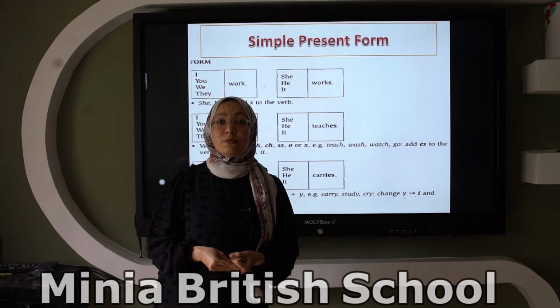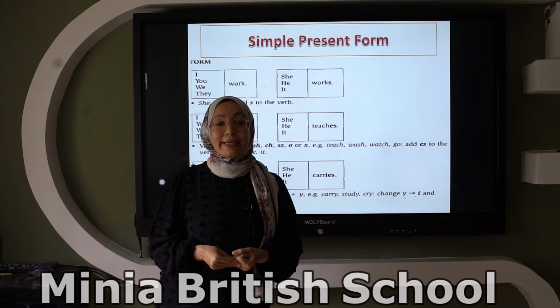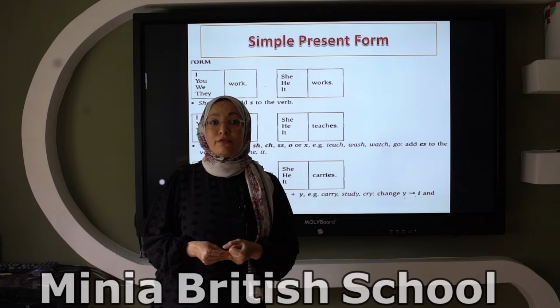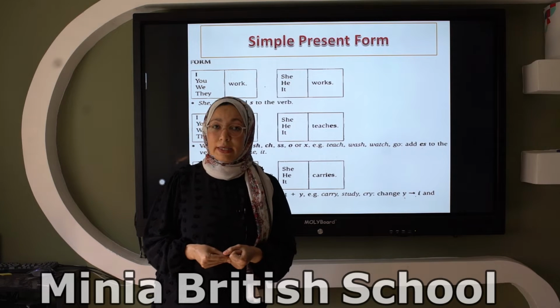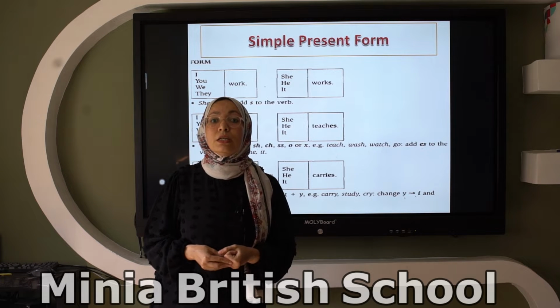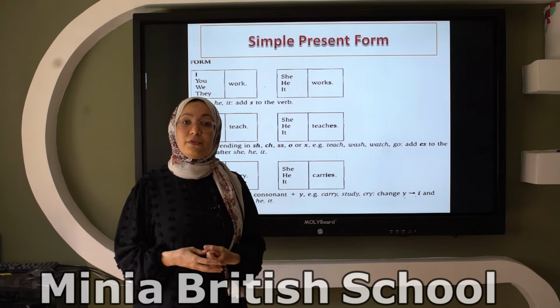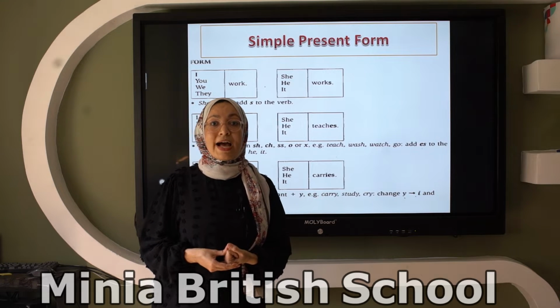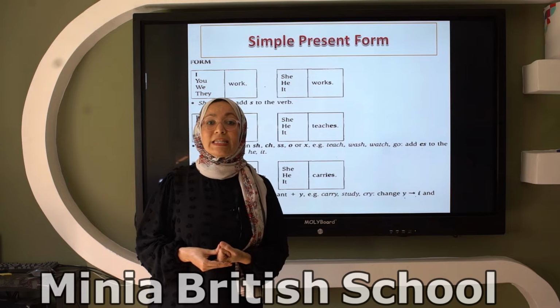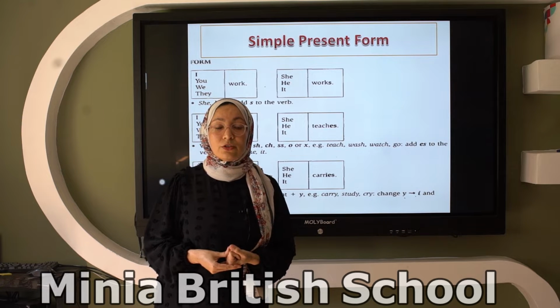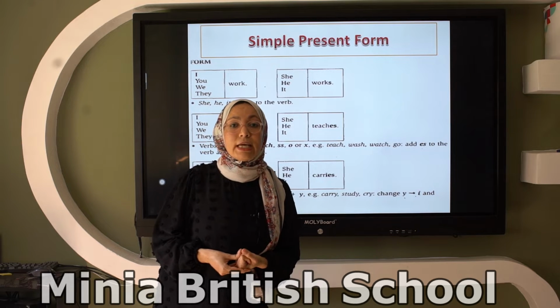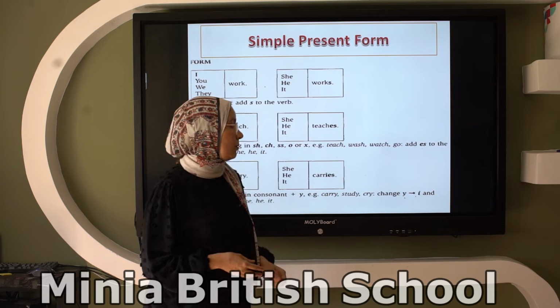Why? All of these verbs we just put S, not IES, because these verbs have Y, yes, but this Y is preceded by a vowel. But if the verb doesn't have a vowel before the Y, or it has a consonant before it, we can turn the Y to IES with the third person pronouns.